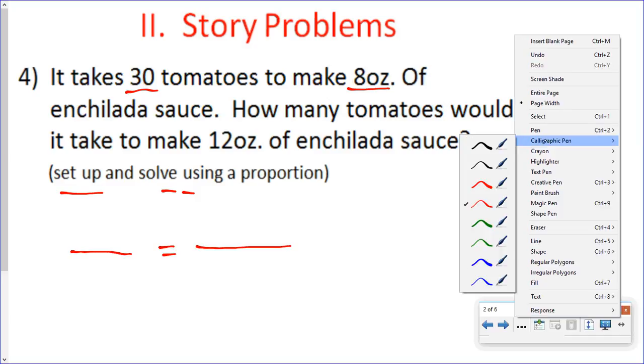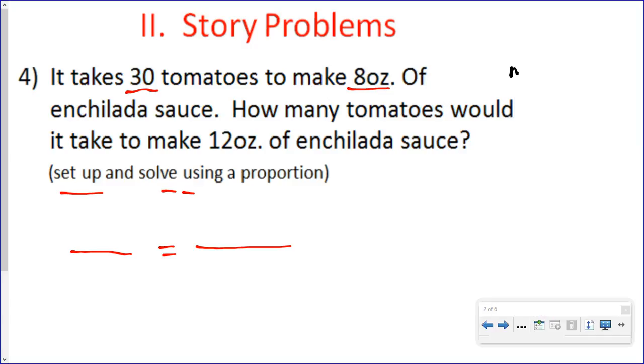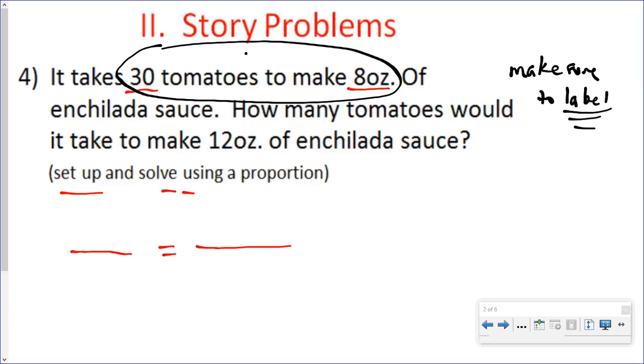What I want to make sure to do is label my numbers. When I label my numbers, that helps me to always get them in the right spot. So when I pair 30 tomatoes with 8 ounces, it doesn't matter if I put tomatoes on top and ounces on the bottom. It doesn't matter at all. I could flip it and do 8 ounces on top and 30 tomatoes on the bottom. As long as I have this pair correct, I'm in good shape.